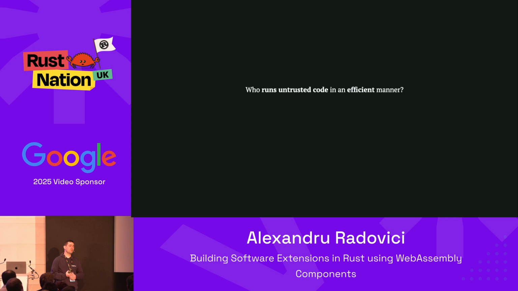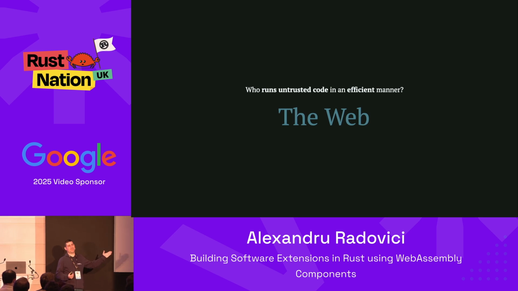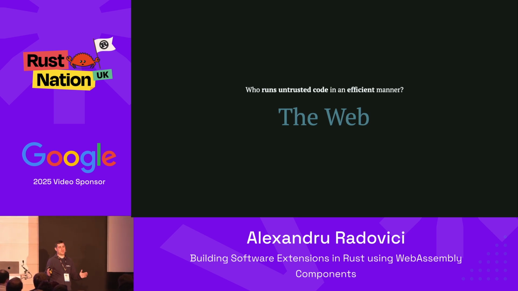The question is, who runs really fast, untrusted code? And the answer is the web. They have been doing this for 25 years. Because if you think of it, almost everything that you use in the browser, your email, your calendar, and unless you have a specific app, you will use the browser. And these guys are experts in running third-party code really fast.